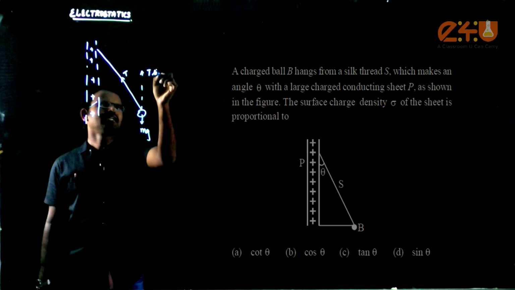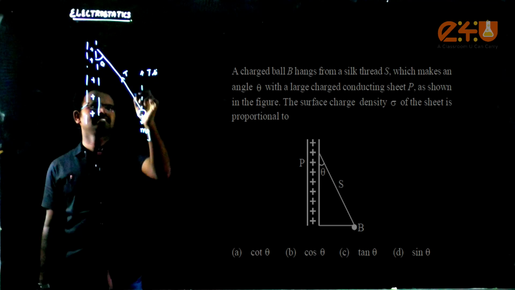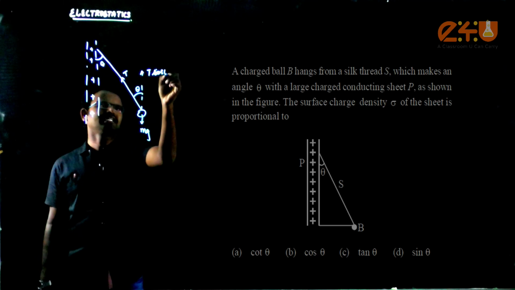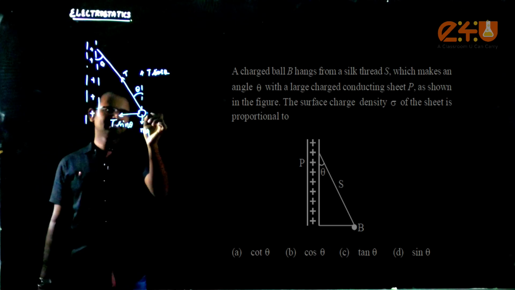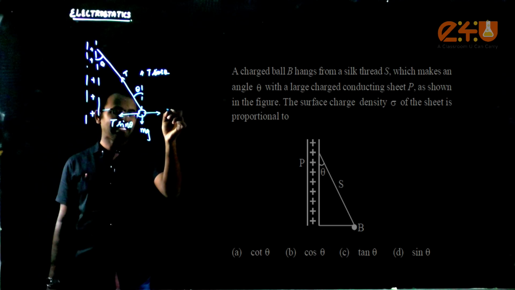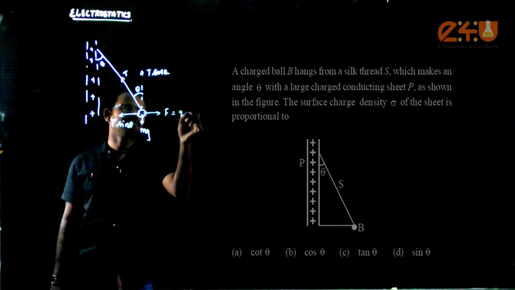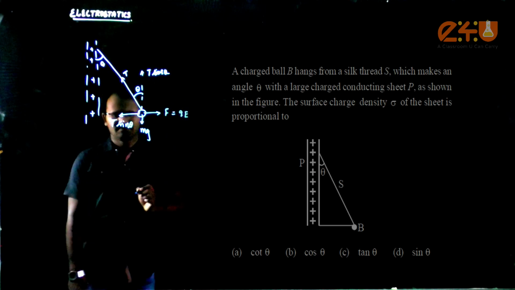This is nothing but T. If it is theta, then this will be theta, right? Then this will be T cos theta, and this is T sin theta. And here some force is acting. That force is nothing but the electrostatic force. You can take it as F is equal to Q into E, right?